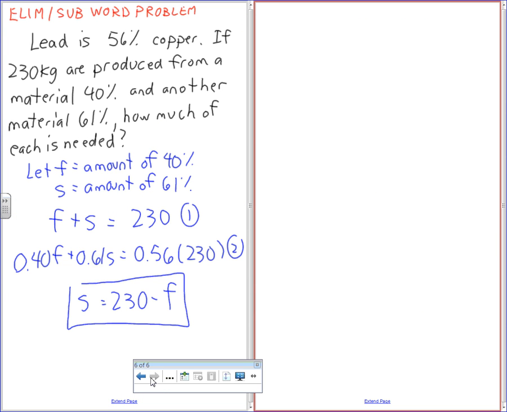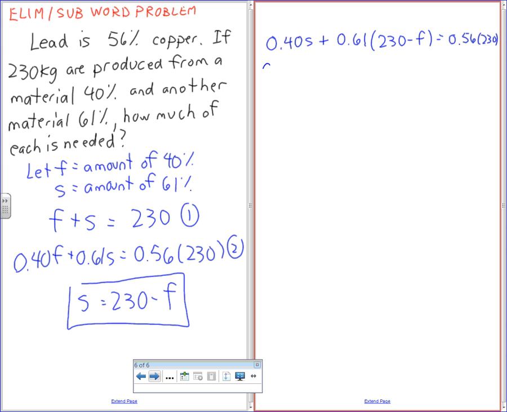It should be 0.40x for f. Plus 0.61 brackets 230 minus f equals 0.56 times 2. Great. And I should probably do it. Okay. All right. Lexi, can you be the human calculator, please? Do 61 times 230, please.